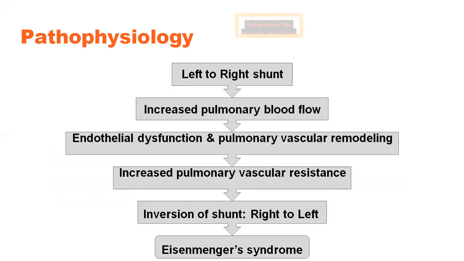So a left to right shunt will cause increased pulmonary flow, which will cause pulmonary vascular remodeling and increased pulmonary vascular resistance, which will in turn reverse the flow from right to left direction, which is known as Eisenmenger syndrome.